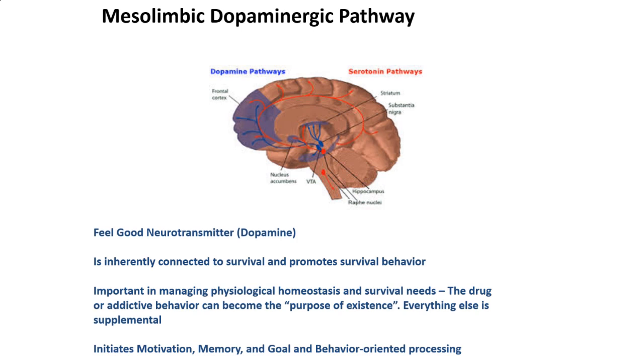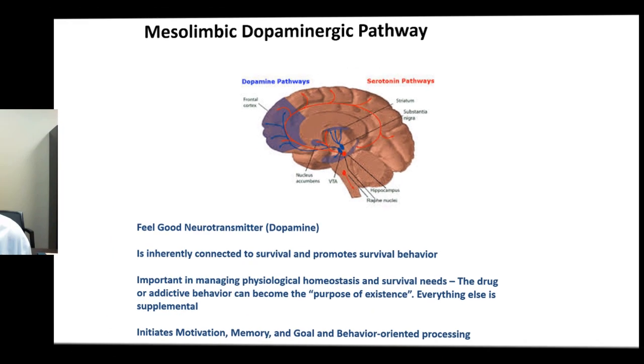again. In the process of addiction, changes occur in the brain such that the brain learns that the drug or addictive behavior can become the purpose of existence or survival itself. Everything else is just supplemental. This is going to impact motivation, memory, and goal and behavior-oriented processing because the dopaminergic pathway also involves the prefrontal cortex and the orbital frontal cortex, which are both involved in motivation.